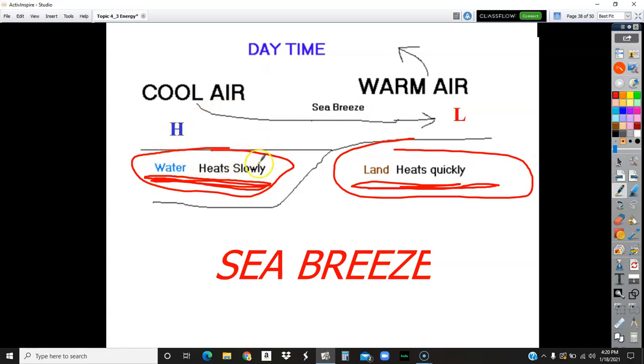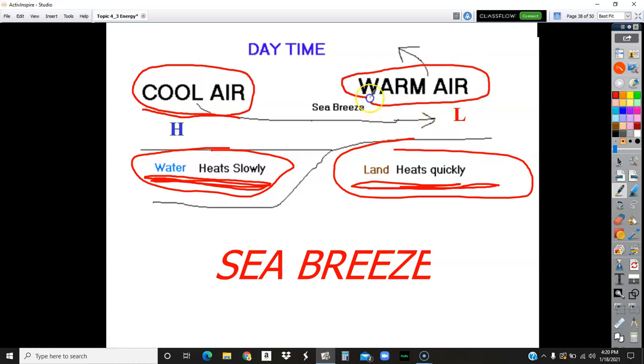So what did you just create? You created a difference in temperature. The air above the water is cold. The air above the beach is warm, is hot. And we haven't done weather yet. That's coming up starting next week.